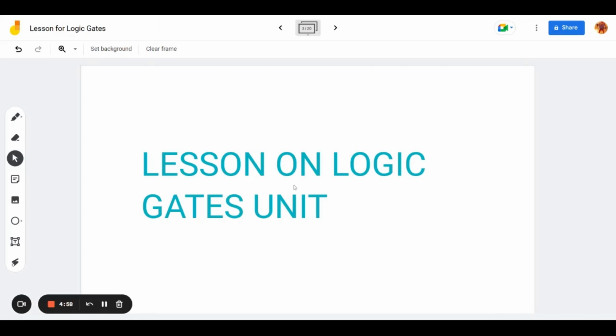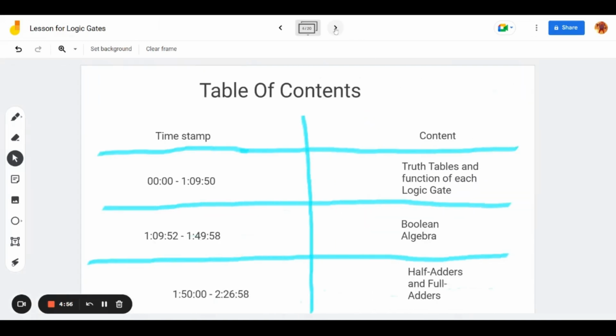Lesson on logic gates unit. Before we start, here's the table of contents. Here's the timestamp and here's the content. From 0 to 1 hour and 9 minutes 50 seconds, it talks about truth tables and functions of each logic gate. From 1 hour 9 minutes 52 seconds to 1 hour 49 minutes 58 seconds, it talks about Boolean algebra. And lastly, from 1 hour 50 minutes to 2 hours 26 minutes 58 seconds, it talks about half adders and full adders.